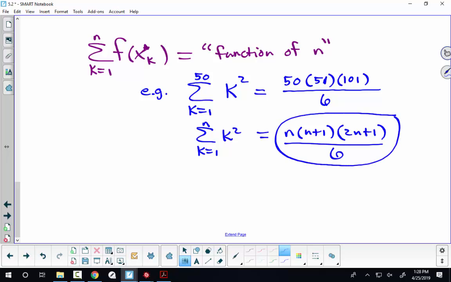Where did the 6 come from? That's part of the formula. Oh, it's just part of the formula. Yeah.